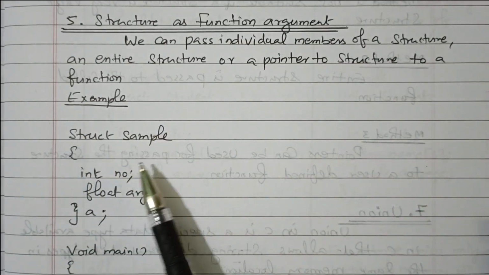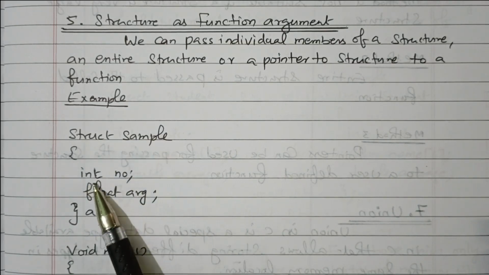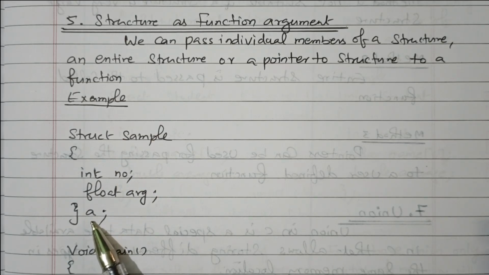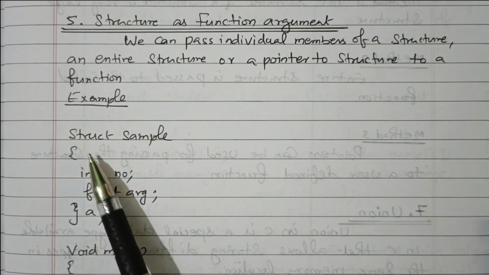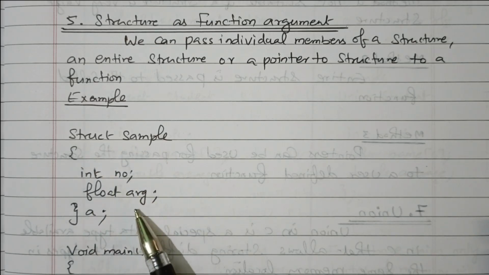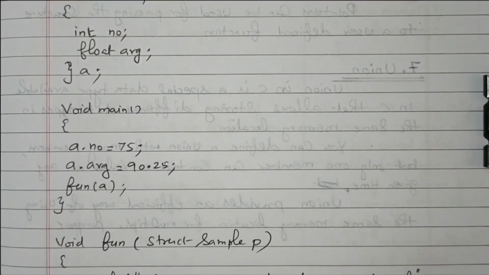Example: the structure name is sample. This is the keyword struct, sample. int number, float average. Two variables are available, number and average. Then a is the structure variable, right? So a.number, a.average we can refer to, right? The structure name is sample, two variables number and average, and the structure variable is a. Now we'll see how we are accessing these structure variables.